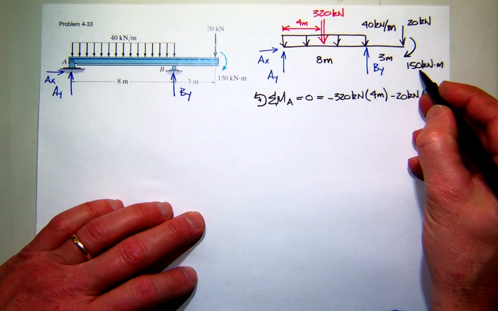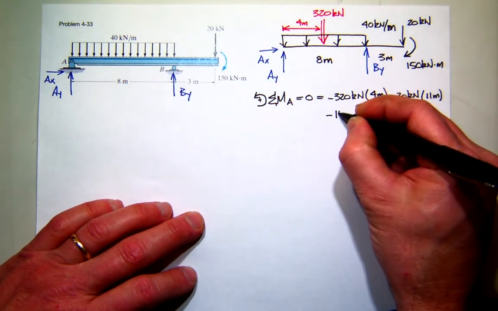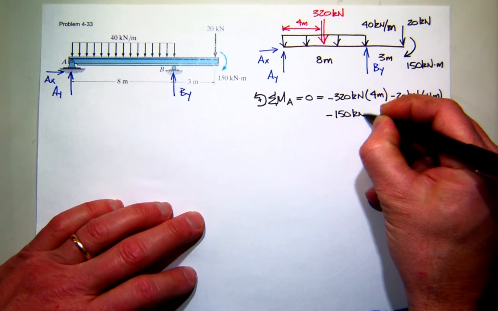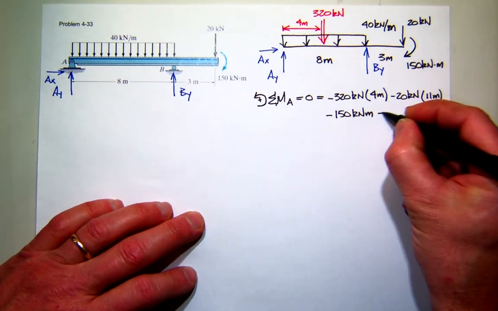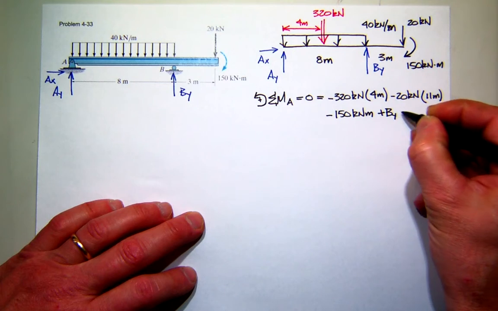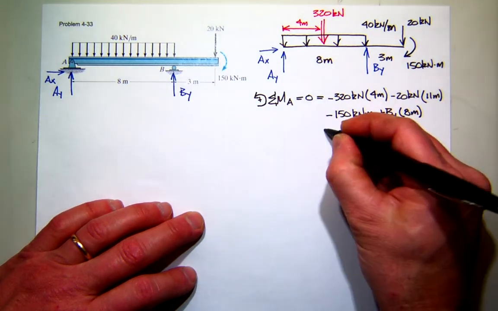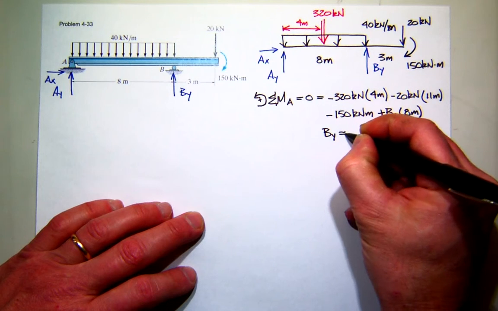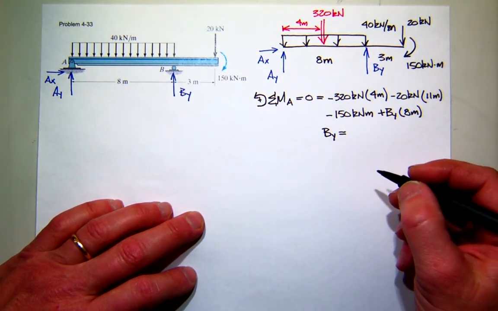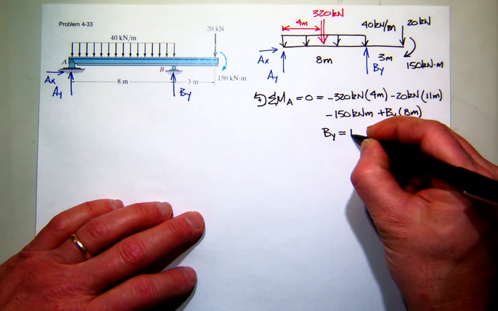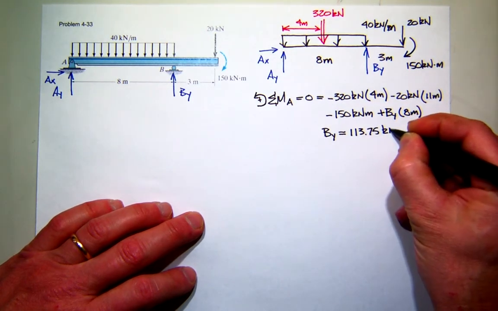Then I've got this moment sitting out here, which is also negative. And then the unknown Y reaction, which is the only positive moment in this system, and it has a moment arm of 8. So the only unknown we have here is BY. I want to trust you guys to give me the value. 113.75. 113.75. Does that sound familiar?